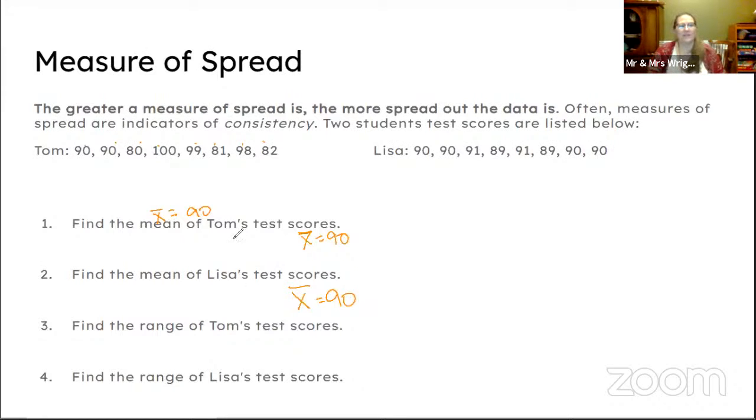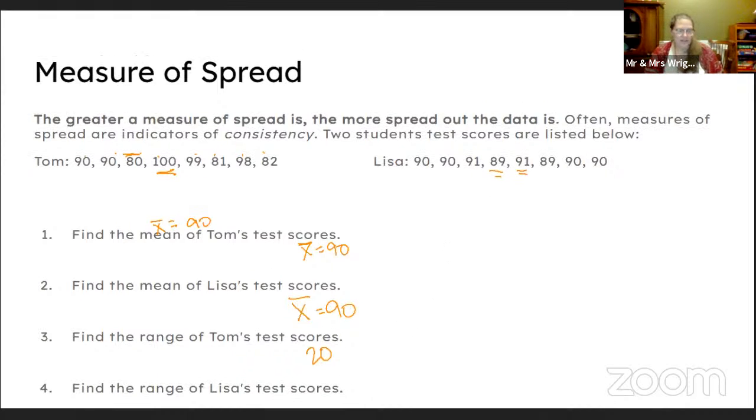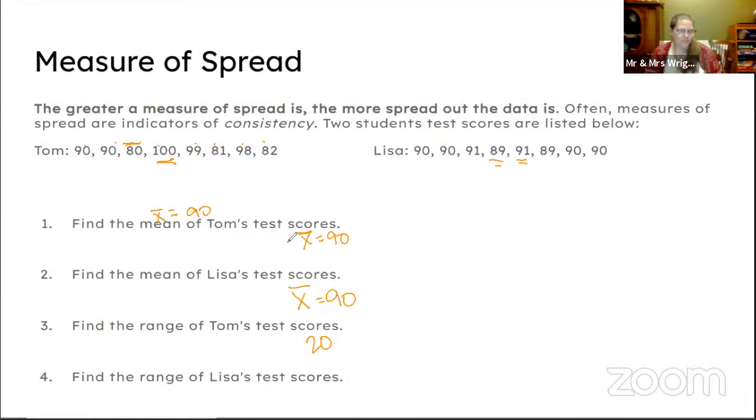So for Tom, we need to take his highest test grade and subtract his lowest test grade. I think that I got those correct. 100 minus 80 is 20. So his range is 20. But with Lisa, let's see, 91 looks to be her highest, but her lowest looks to be 89. So 91 minus 89 is only going to be 2.